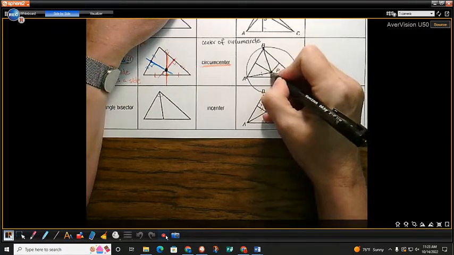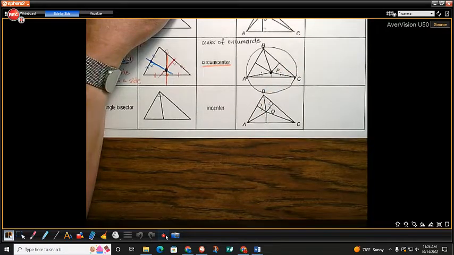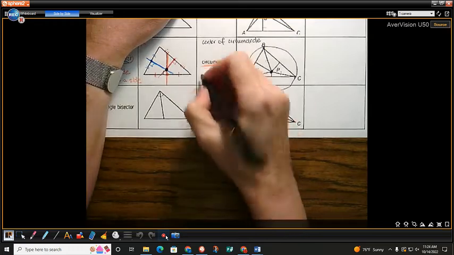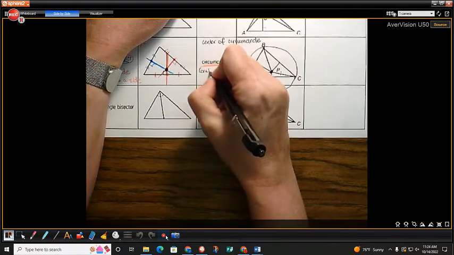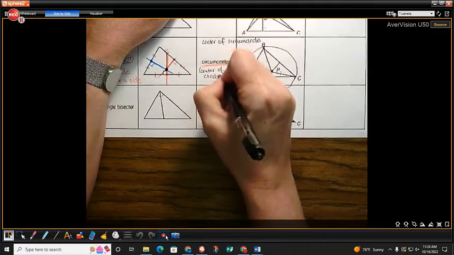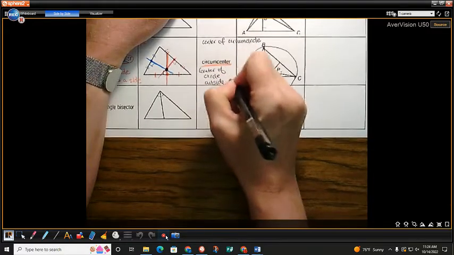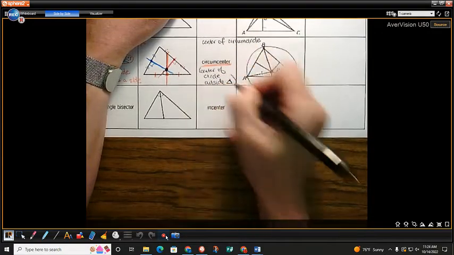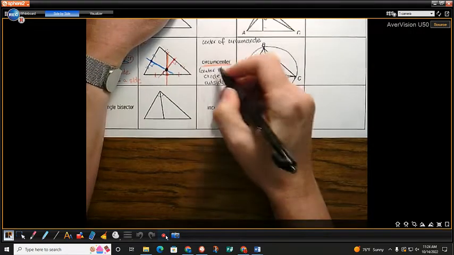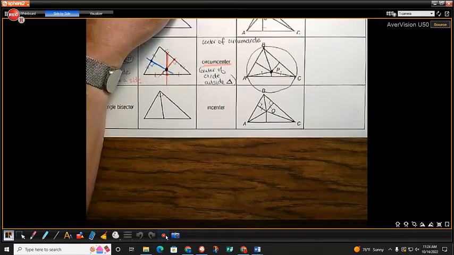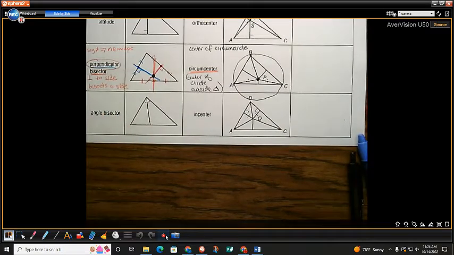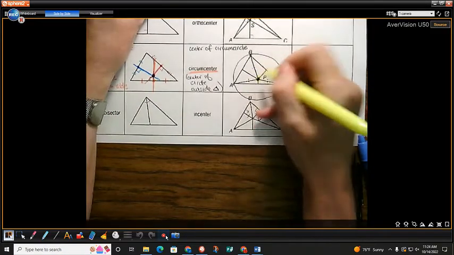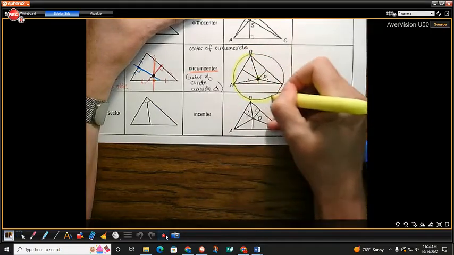So this circumcenter is the center of this circumcircle. So the circumcenter is the center of the circumcircle, which is the center of the circle outside the triangle. That's a lot of C's. Yep. Center of circle outside triangle. I know my handwriting's garbage. So here's that circumcenter. Here is the circumcircle going around it.